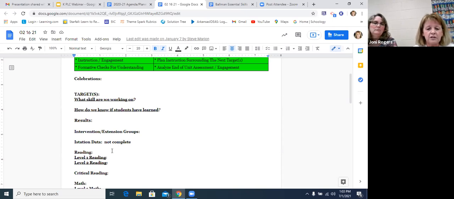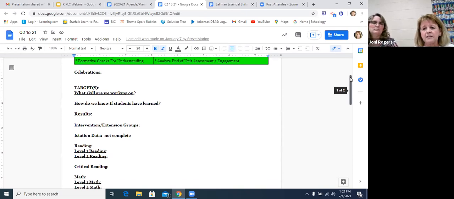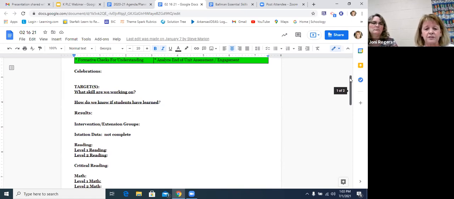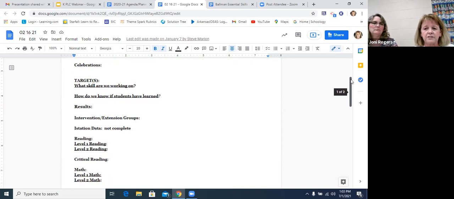And we just list who's on level 1 or level 2 and critical. Sometimes it could be a level 1, but they may not be critical intervention. I think they have to be below the 10th percentile to be considered critical intervention. So we watch closely the iStation scores in reading and in math.